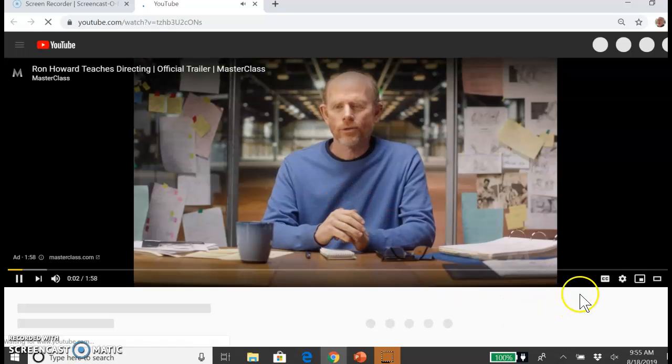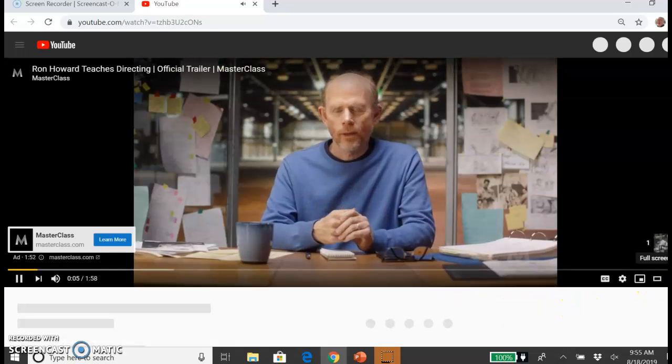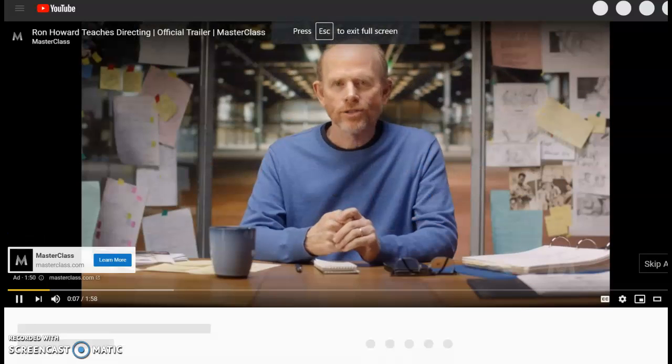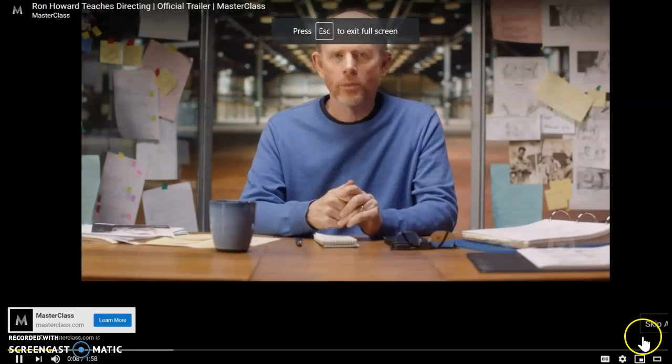First, this is Ron Howard. Another fascinating media figure, by the way. I still like watching the Andy Griffith Show. Let's skip the ad.